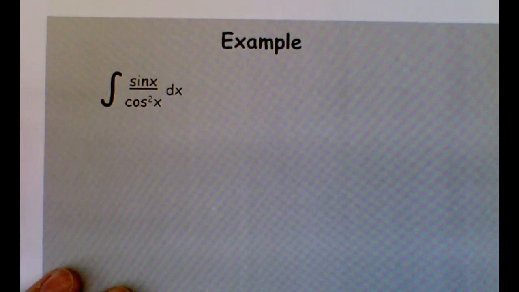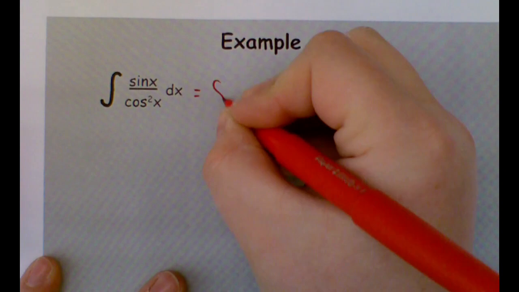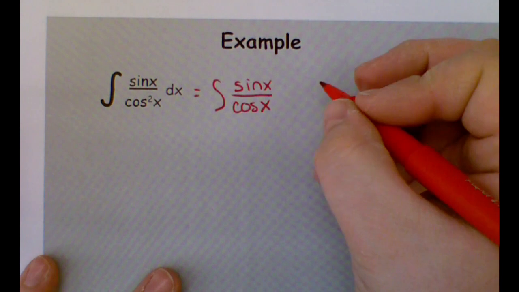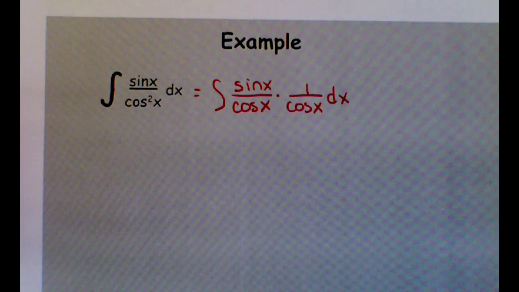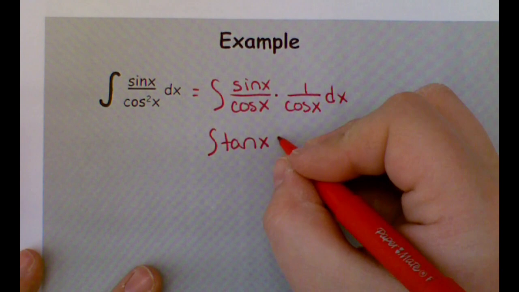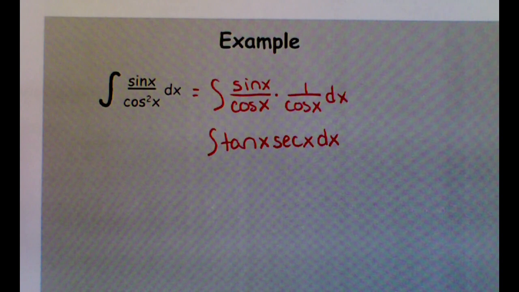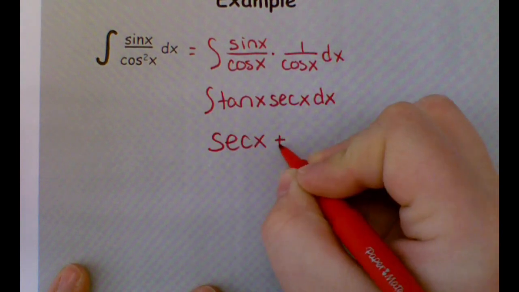Now we have sine over cosine squared. This is a little tricky because we have to rewrite it. We know that sine of x over cosine of x is something special, that leaves me a 1 over cosine of x left, dx. Sine over cosine is tangent. 1 over cosine is secant. We have a rule that says the antiderivative of secant tangent is secant of x plus c.